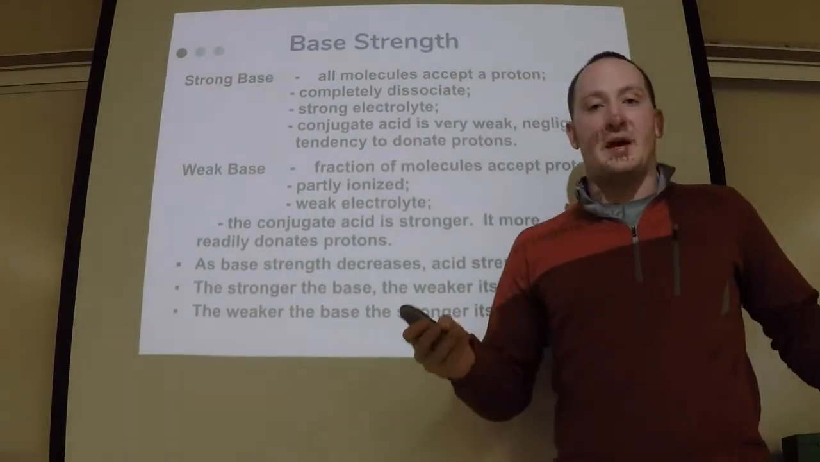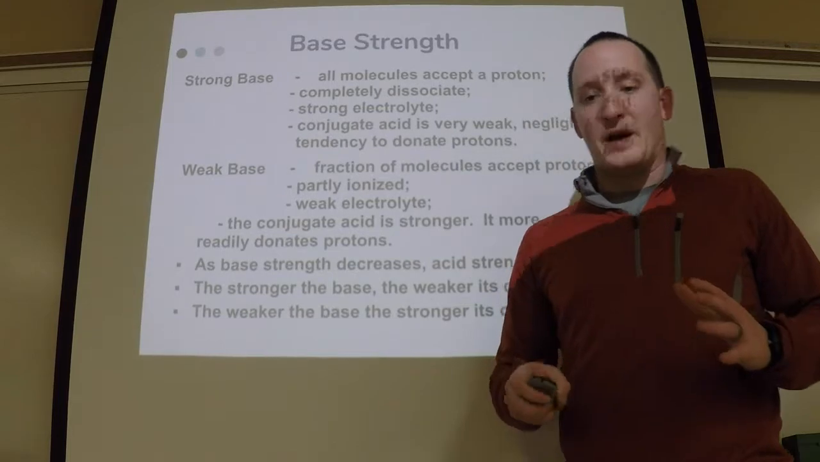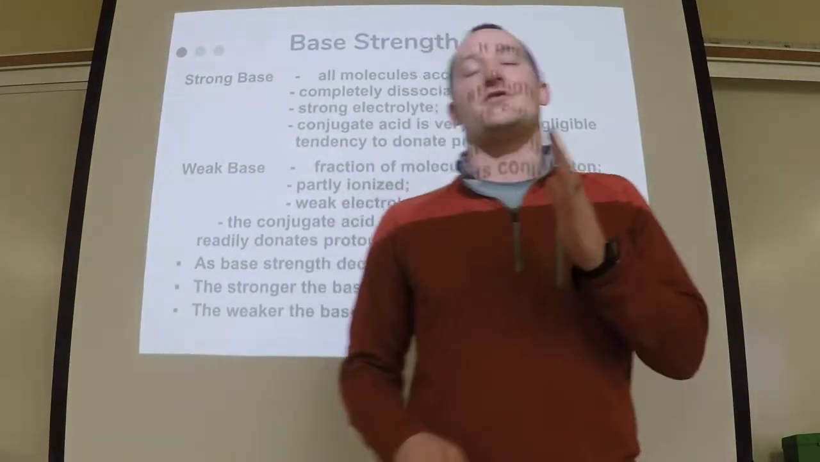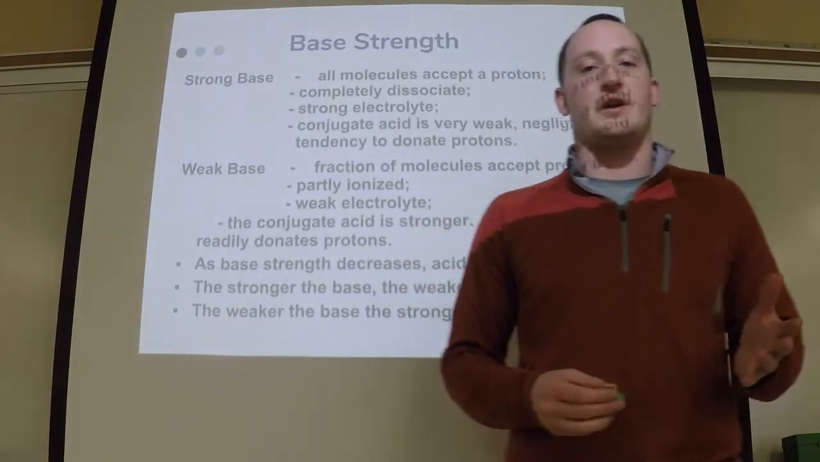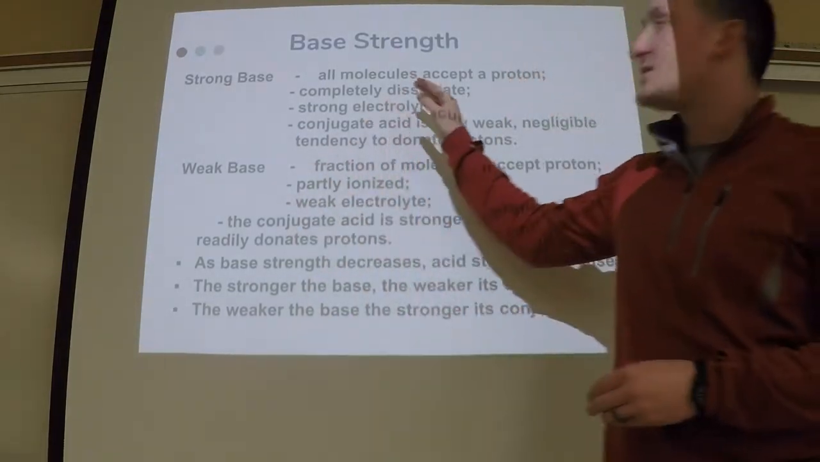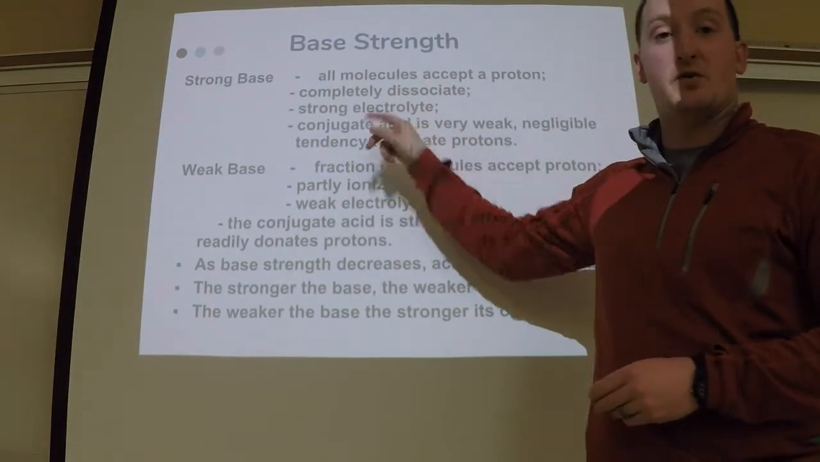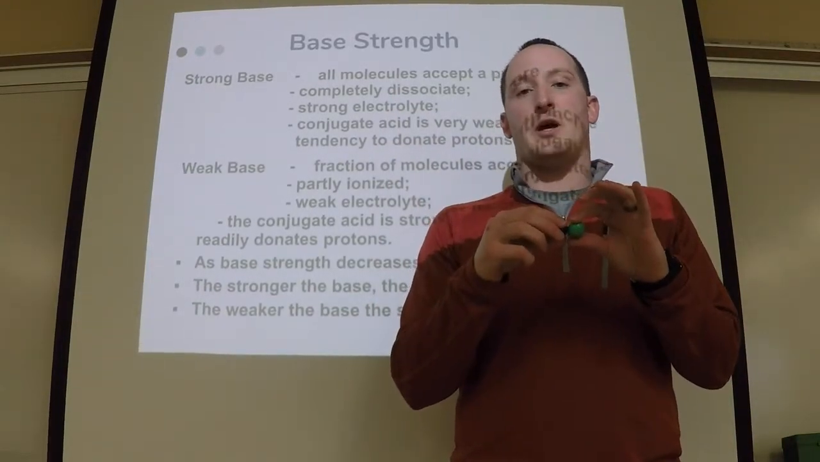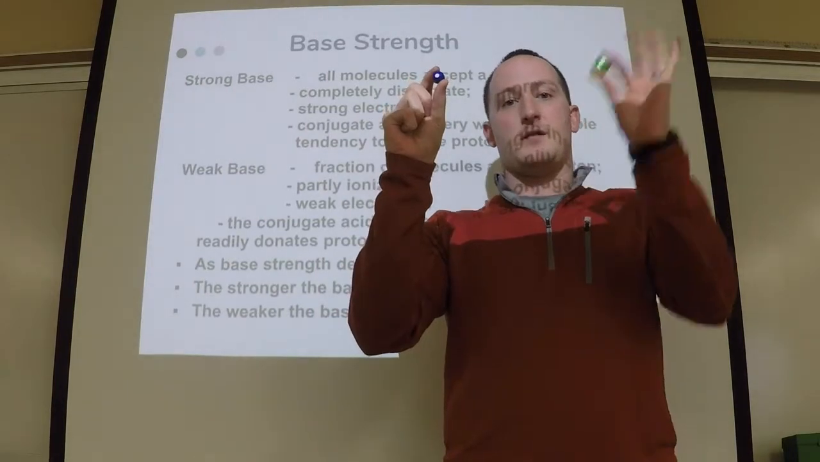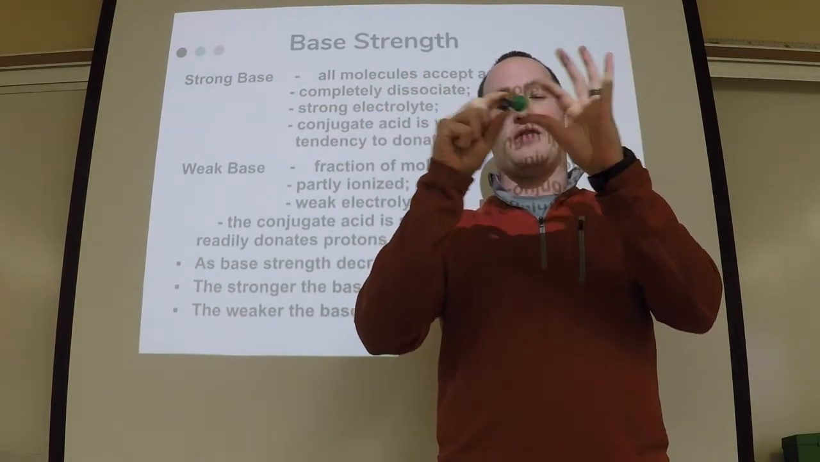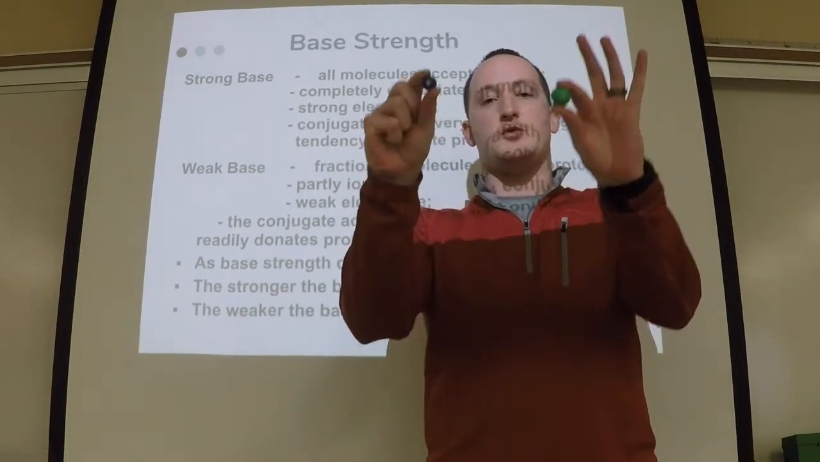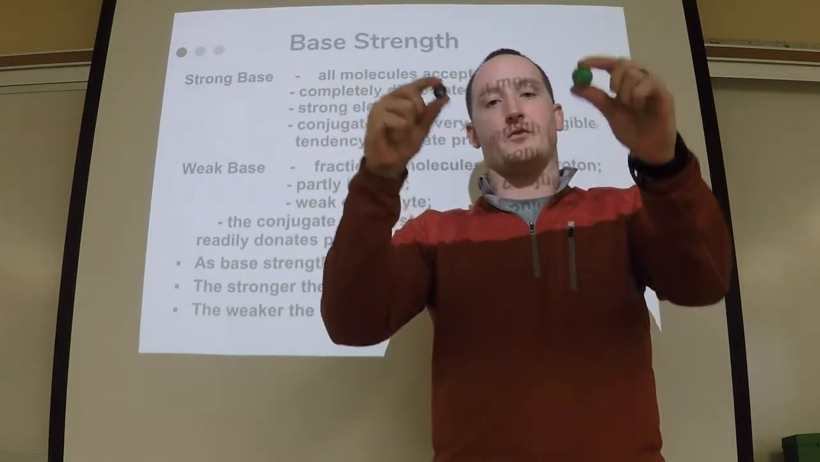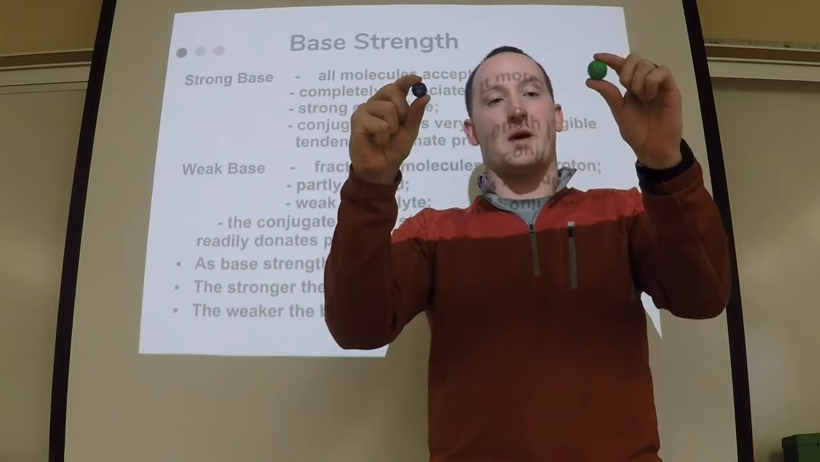Then we're going to talk about base strength. Now, the strength of acids is the same thing as the strength of bases. Strong bases completely dissociate, which means if I had a base like, say, sodium hydroxide, NaOH, let's say that this is the Na and this is the OH. In that strong base, these two substances are actually never apart. They're ions floating around in that solution. Okay, that's a strong base.